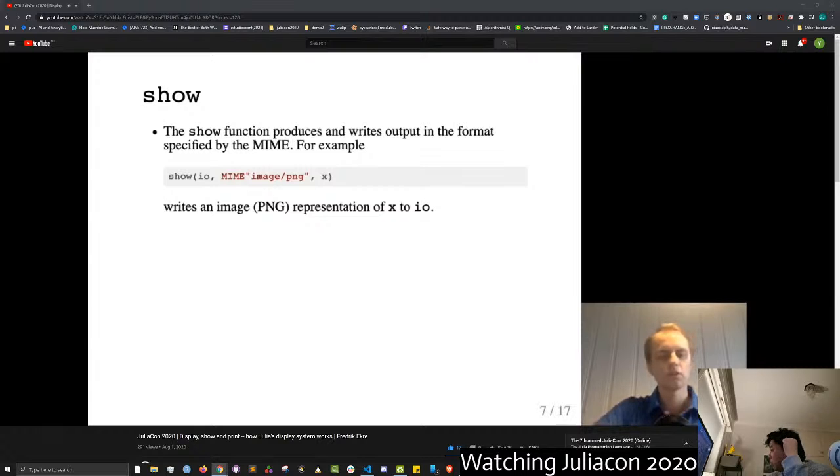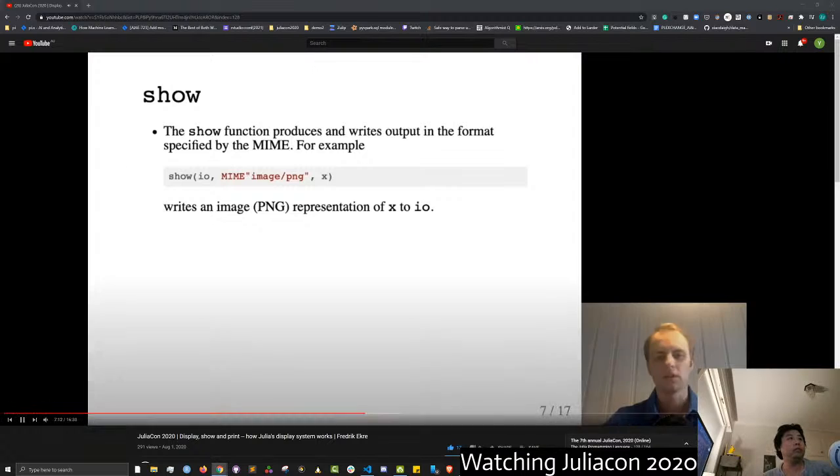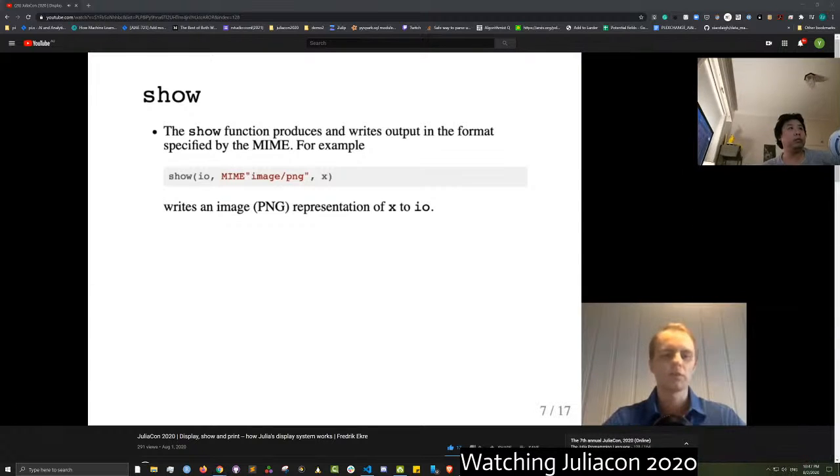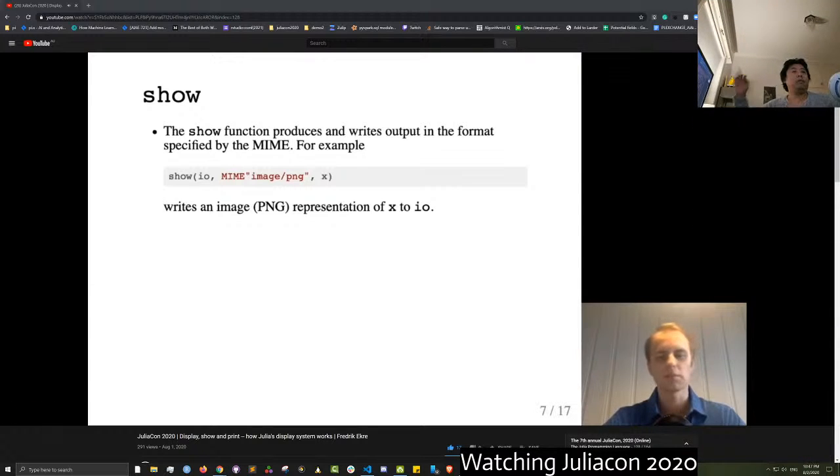The show function is usually the one that produces and writes output in a specific format. So for example, in this call, show IO, and then we have a MIME, and then an object X. This would write the image representation of X into the IO buffer.